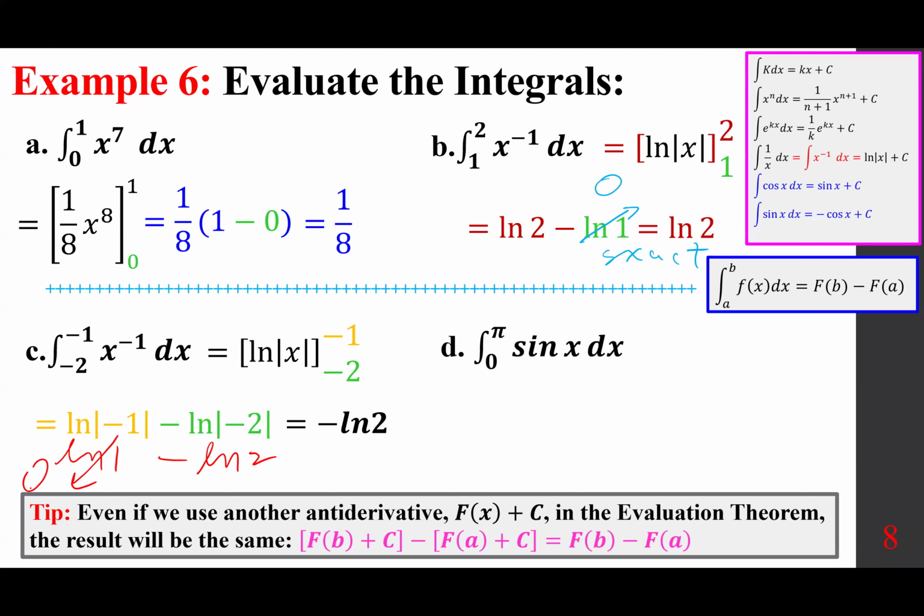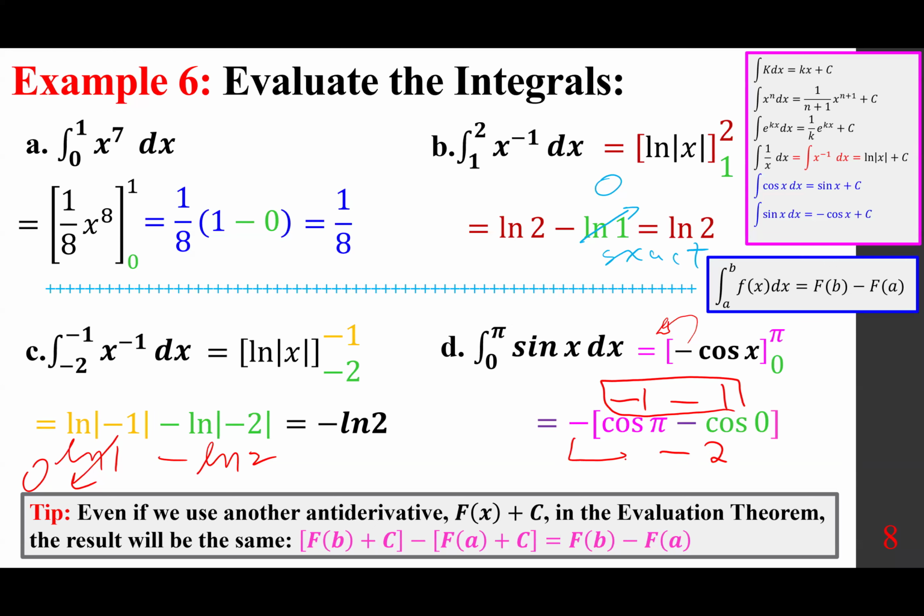The integral of sine x dx from 0 to pi. The derivative is cosine, the integral is negative cosine. Let's keep this negative one out and plug in. Cosine of pi is -1 minus cosine of 0 is +1. So they result in -2. This negative outside makes it positive.